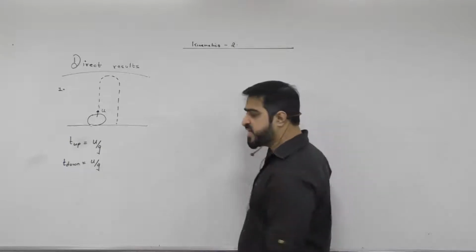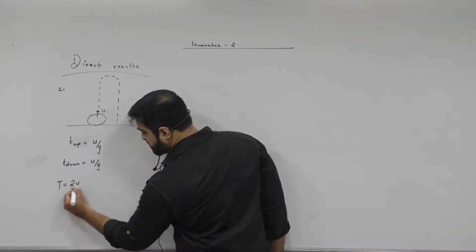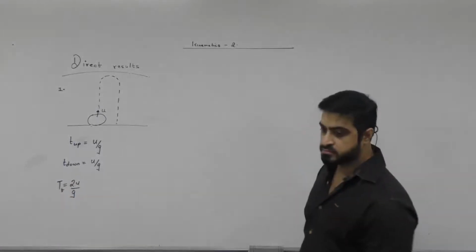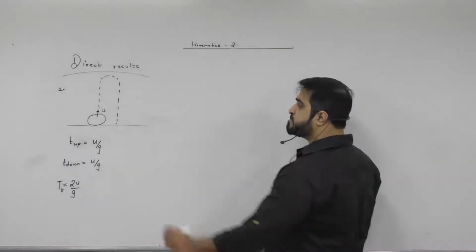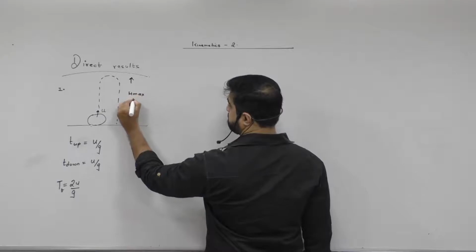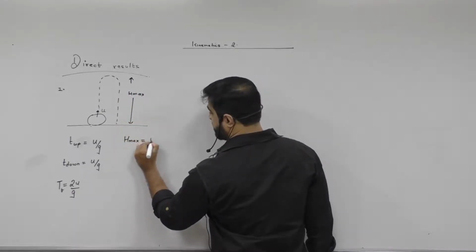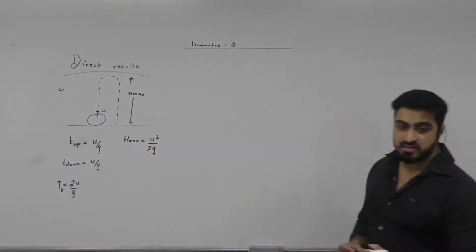So what will be the total time taken for the motion? 2u by g. Total time. And the maximum height reached will be u square by 2g.